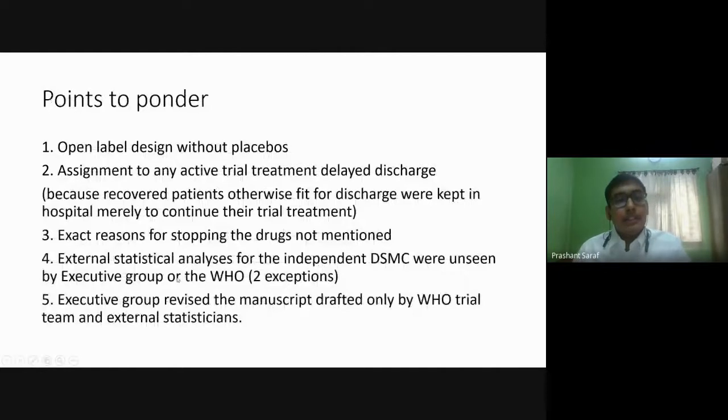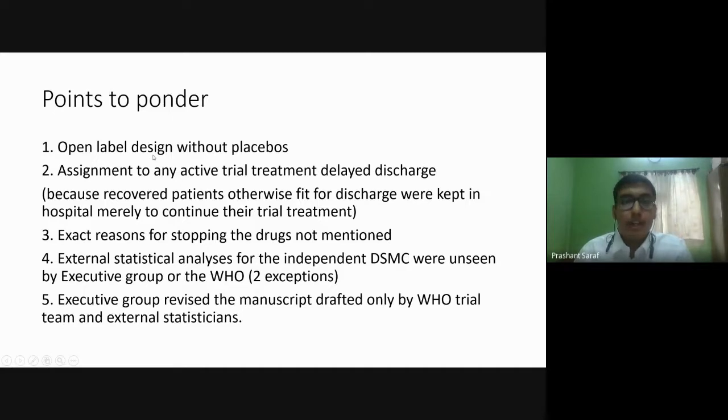I would not like to call these the limitations of this study. So I have written points to ponder instead. Open label design without placebos. So as Shruti also mentioned, if you know what drug or what treatment you are receiving, it is likely for both the patient as well as the investigator to create a bias or a psychological confounding. But as the article has mentioned, the primary outcome here was mortality, and it was least likely to be affected by the open label design.